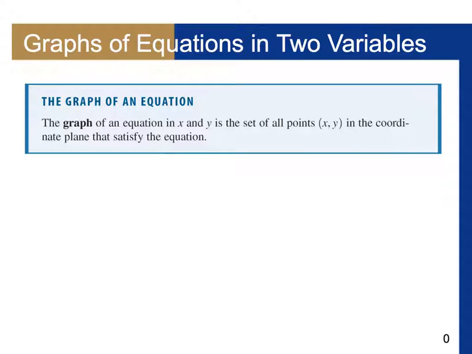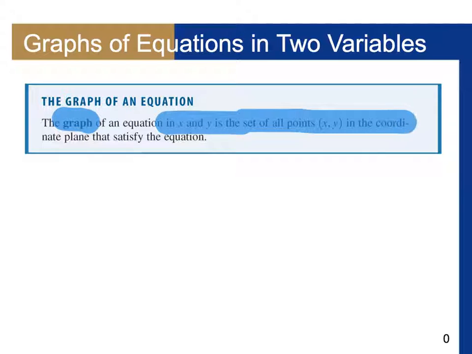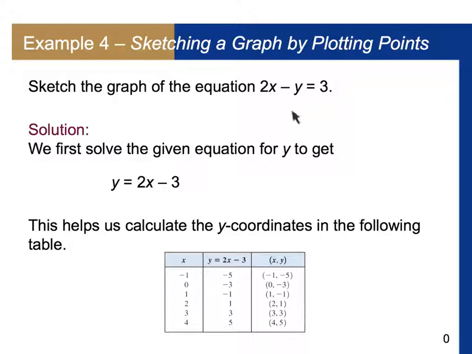So a graph of an equation in x and y is the set of all points, xy points, in the coordinate plane that satisfy the equation. So it's all the points that satisfy the equation. Okay, so let's look at this one, 2x minus y equals 3.